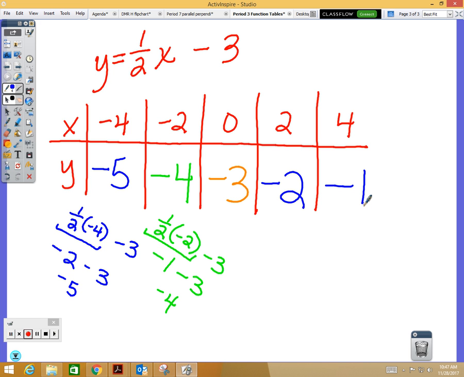Now, you could absolutely check them. Half of 2 is 1, 1 minus 3 is negative 2. Half of 4 is 2, 2 minus 3 is negative 1. And then you would graph those 5 points on your assignment. Make sense? Everybody, we're good? I thought someone asked something.